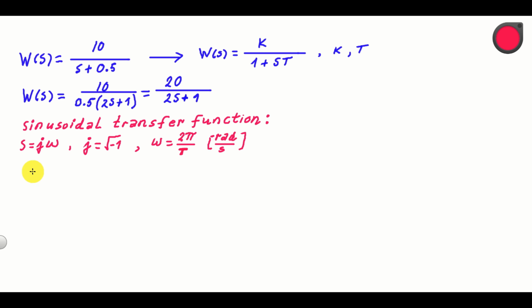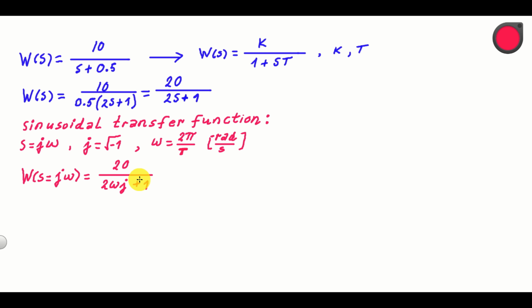So let's do that. We write W of s, when s is equal to j omega, becomes 20 over, what do we have over here? We have 2 omega j plus 1. And here is the sinusoidal transfer function.